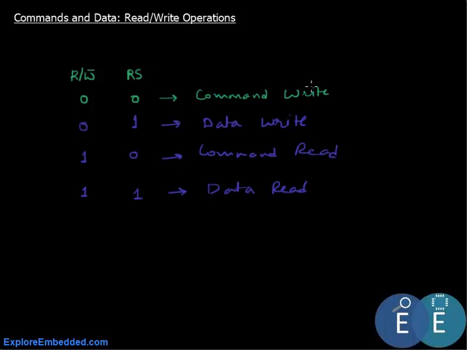Now again, to do a recap, the command write is frequently used to send various commands to set up the LCD. Data write is the actual data that we want to display on the LCD. Now command read is done in very few instances where we want to know if the LCD is busy, for example, to check the busy flag. The last option is rarely used. We rarely read data back from the LCD.